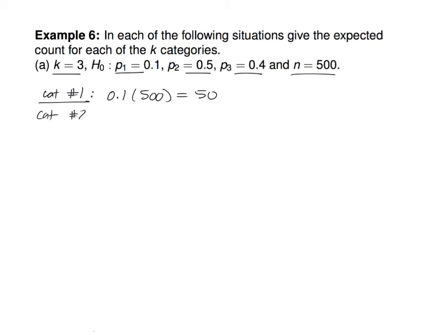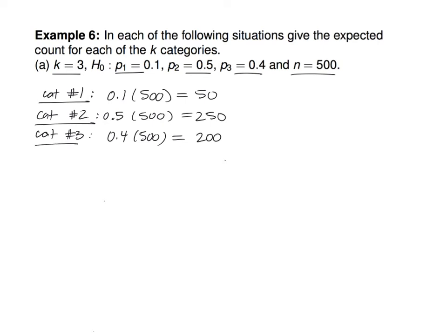In category number 2, we expect to see 50% of that 500, so 250. And in category number 3, 40% of that 500, which would be, in this case, 200. So those are our expected counts for each of the categories.